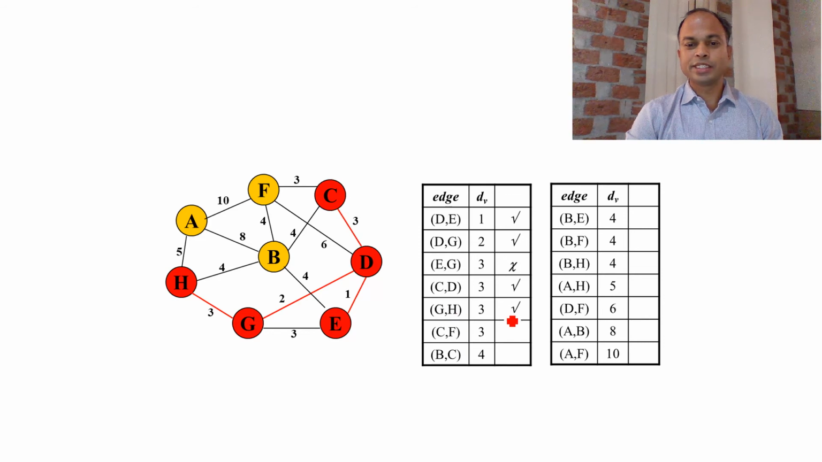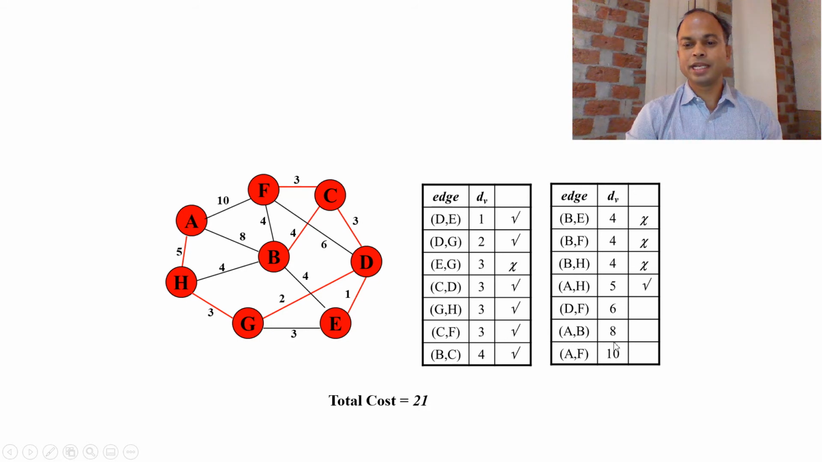Next step is G to H. The distance is 3, we can take it, no cycle is formed. C to F, distance is 3, we can take it, no cycle is formed. B to C, we can take it, no cycle is formed. We cannot take B to E because a cycle is formed. We cannot take B to F, a cycle is formed. We cannot take B to H, a cycle is formed. Therefore, we have to take A to H, no cycle is formed.